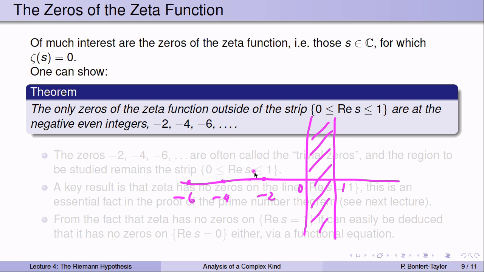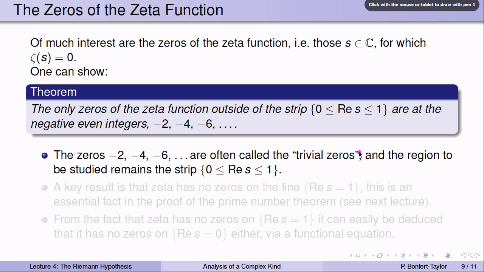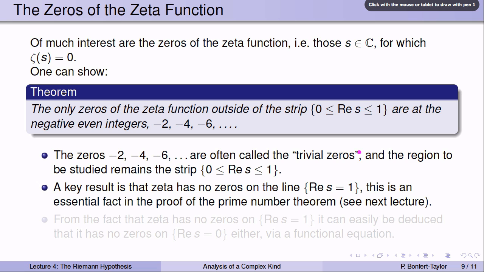Those are often called the trivial zeros because once you know what the analytic continuation of the zeta function is to the whole complex plane, it's not hard to see that these are zeros of the zeta function. So the region to be studied remains the strip real part of s between 0 and 1. A key result is that the zeta function has no zeros on the line real part of s equals 1. This is a key result in the proof of the prime number theorem. Again, we'll talk about that during the next lecture.